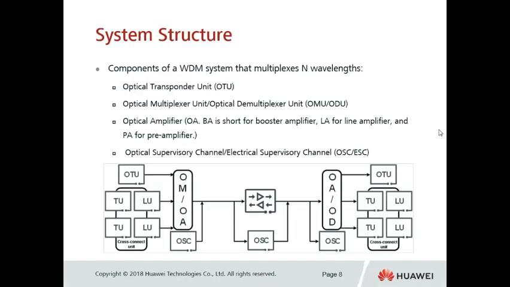Okay, so if we want to realize the WDM technology, I think we need hardware to realize this kind of application. So you can see in this system structure, we have the hardware to help us realize all of this. The first unit is the optical transponder unit, which is OTU. So the OTU is the first board in the WDM network. So what's the application of the OTU?